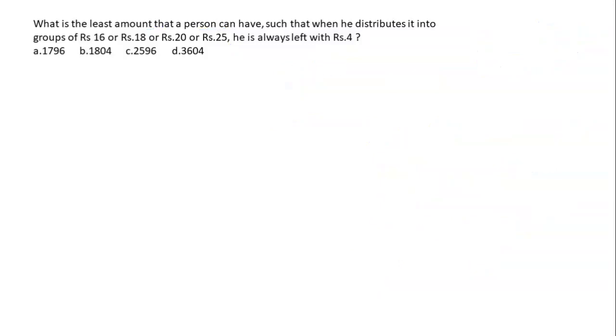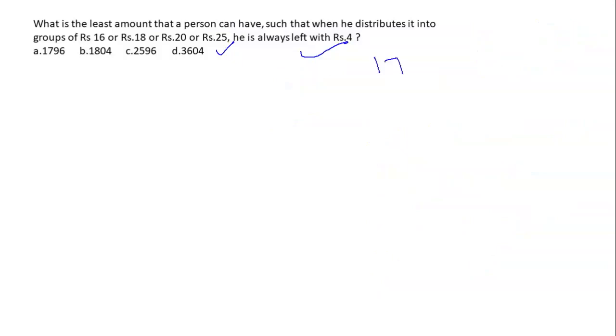So if that is the case, what is the least amount that a person can have so that when he distributes it into groups of 16, 18, 20 or 25, he's left with 4? So the answer minus 4 should be divisible. In the 25 layer, the option minus 4 will be divisible.